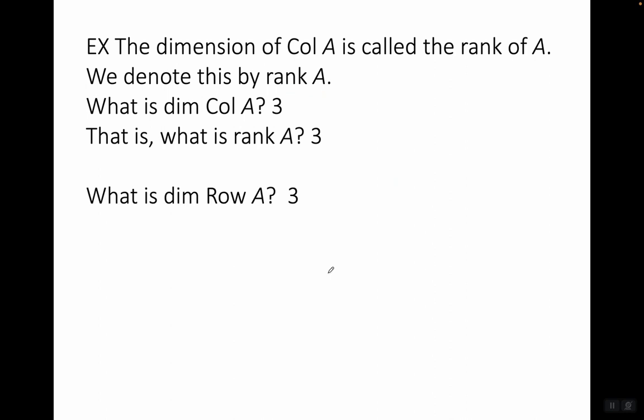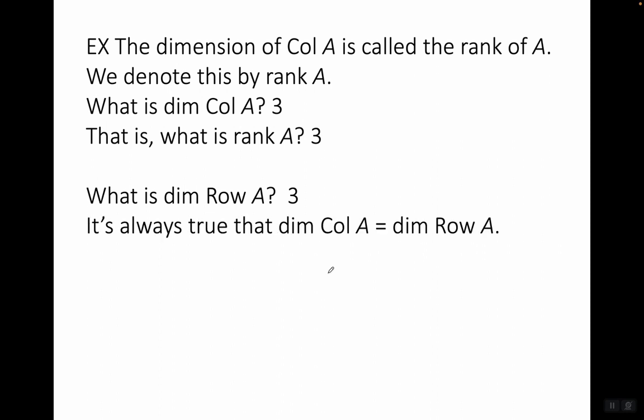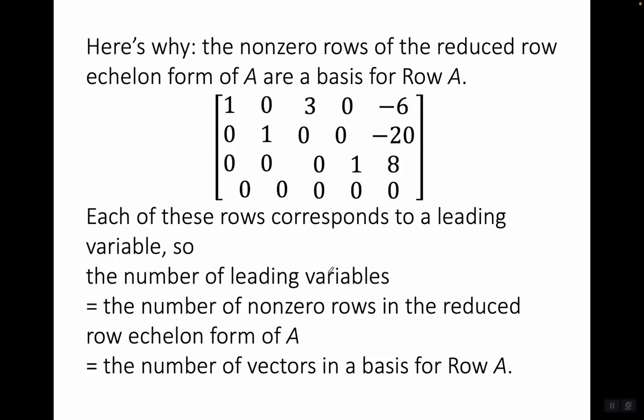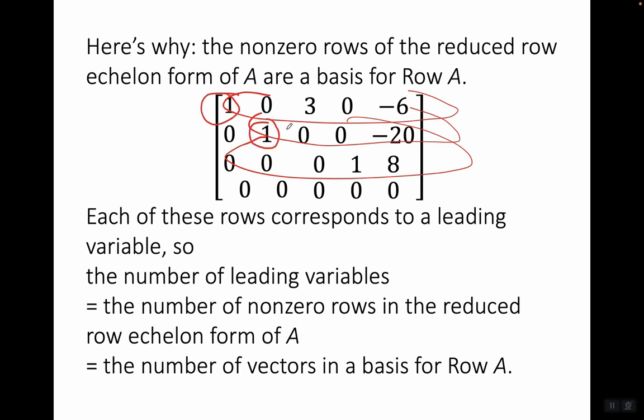So notice, the dimension of the column space and the dimension of the row space are both 3. Coincidence? I think not. It's always true that the dimension of the column space equals the dimension of the row space. Here's why. The non-zero rows of the reduced row echelon form of A are a basis for the row space of A. We saw that earlier. This row, and this row. Each of these rows corresponds to a leading variable. So, the number of leading variables, namely 3, equals the number of non-zero rows in the reduced row echelon form of A, equals the number of vectors in a basis for the row space of A. All of those are going to be 3.